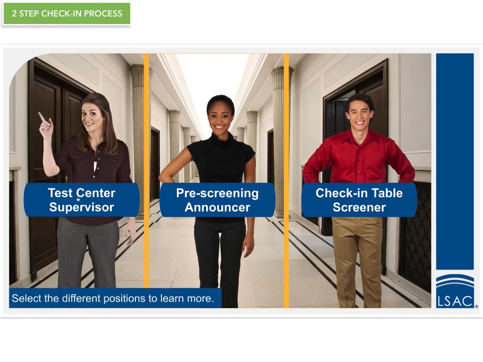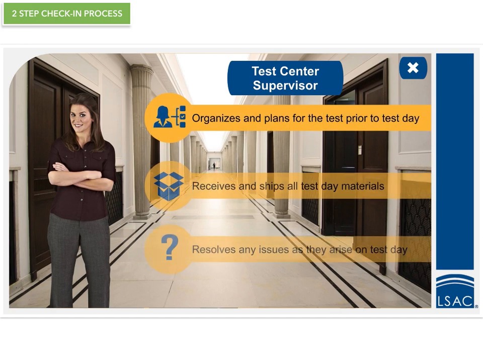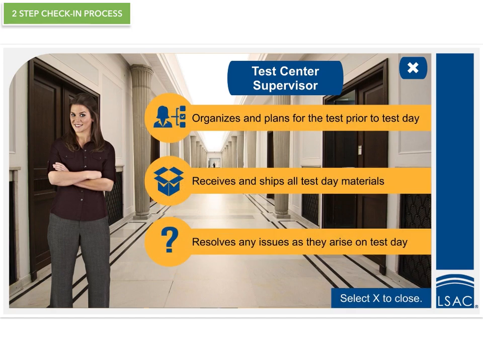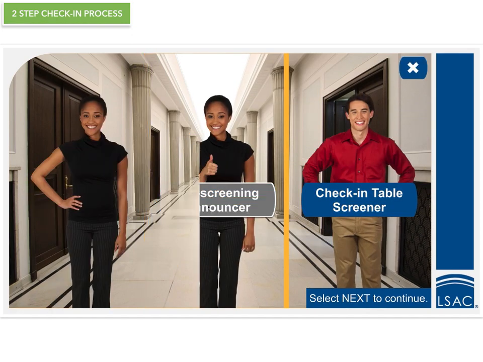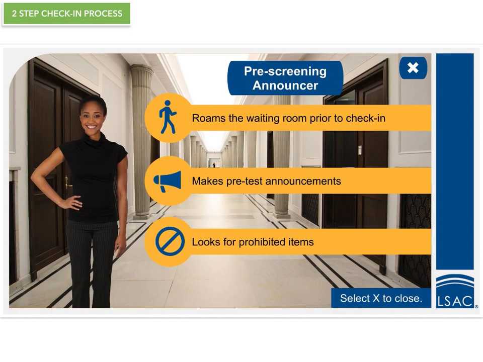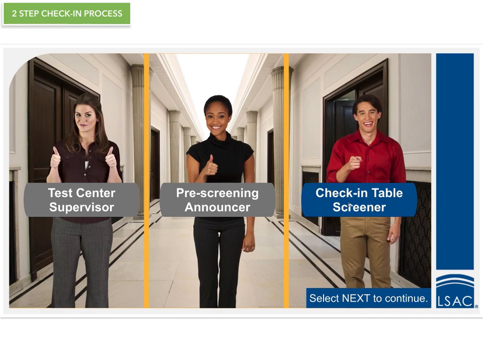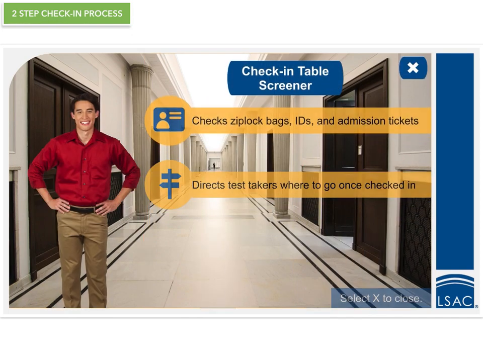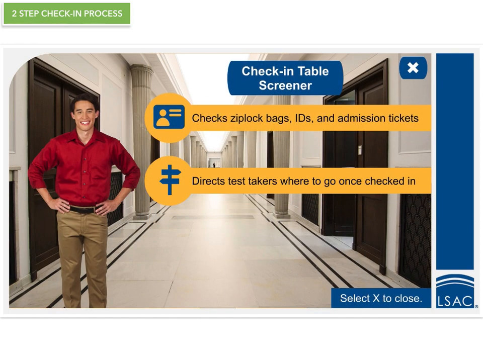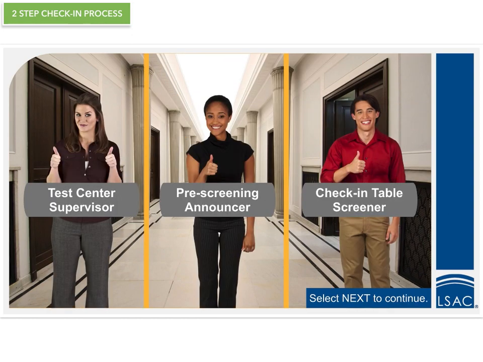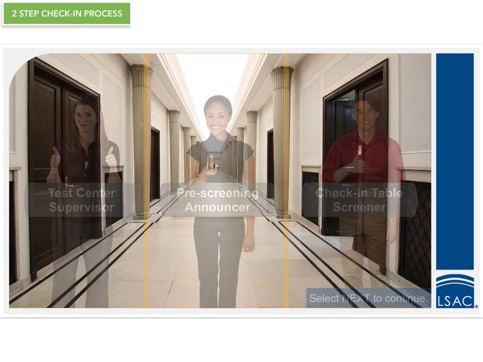The center supervisor is responsible for receiving test material shipments and for resolving any issues that arise on exam day. The pre-screening announcer will circulate through the area where test takers are lined up for check-in, making pre-test announcements and watching for prohibited items. The check-in table screener will check Ziploc bags, IDs, and admission tickets, check the test taker in, and then direct them as to where they should go.